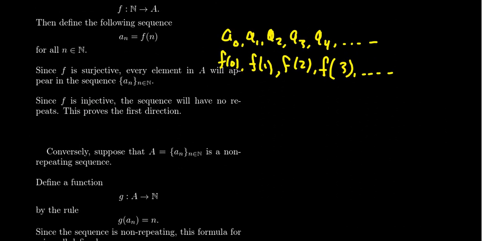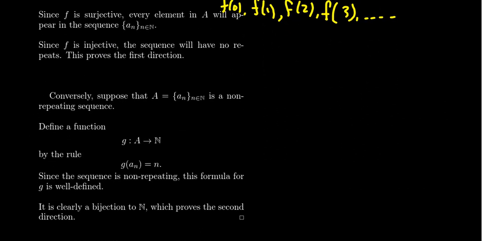Now we want to go the other direction. Suppose that we have that the set A is equal to an infinite non-repeating sequence. So every element in A can be listed in this sequence with no repetitions whatsoever. We then are going to define a function G, which goes from A to the natural numbers, such that G of A sub N maps onto N.